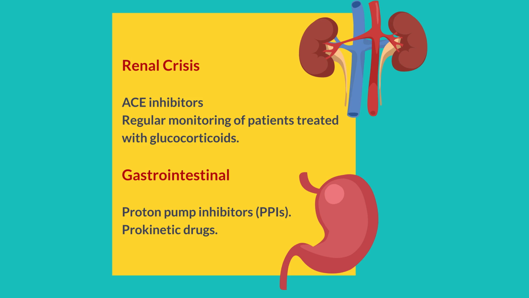5. Gastrointestinal involvement. Proton pump inhibitors, PPIs, should be considered for the treatment of scleroderma-related gastric reflux and prevention of esophageal ulcers and strictures. Prokinetic drugs should be considered for symptomatic motility disturbances related to scleroderma.